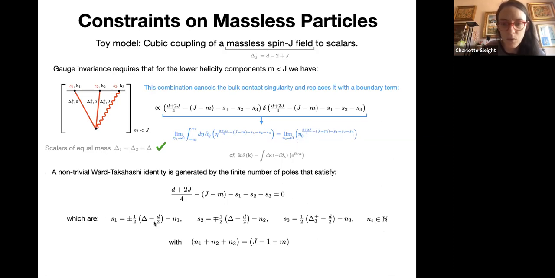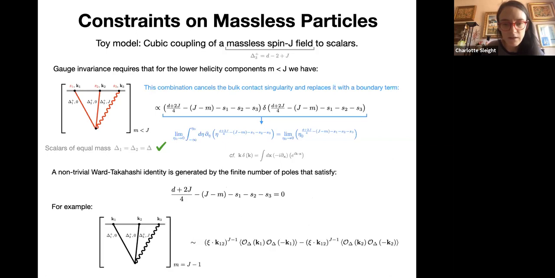And these poles here are the poles associated to the external legs, and a finite number of them are satisfying this constraint. So the lower holistic component that you go, the greater the number of poles that contribute to these boundary terms. So in this way, for instance, you get this Ward-Takahashi identity for the holisticity J-1 component. This is the simplest type of Ward-Takahashi identity because it's the highest lower holisticity component, so the least number of poles contribute. The Ward-Takahashi identities for the lower holistic components you obtain in the same way, but they are more complicated because more poles satisfy this constraint.